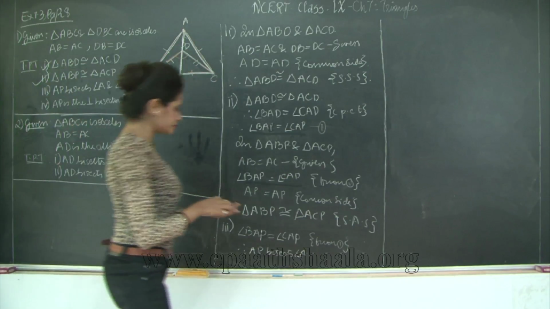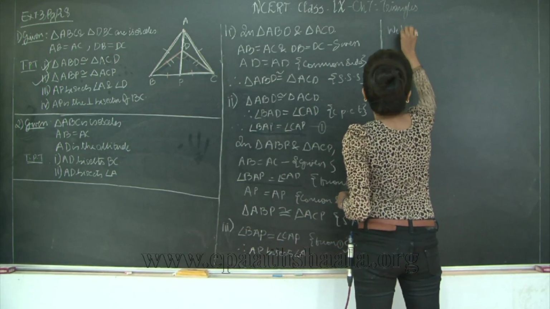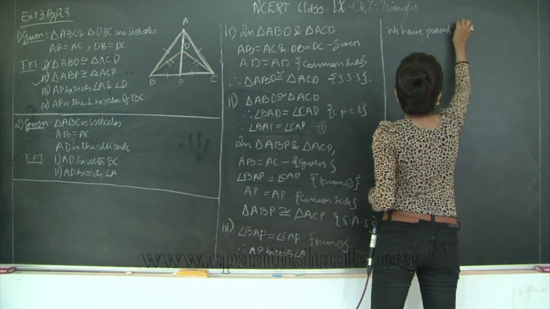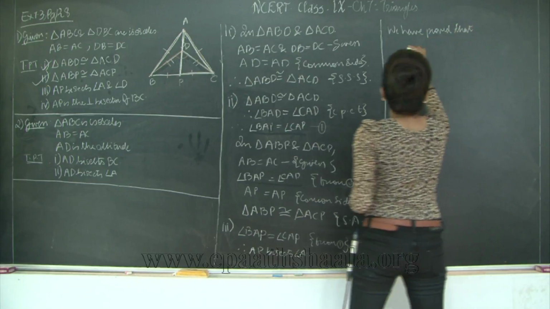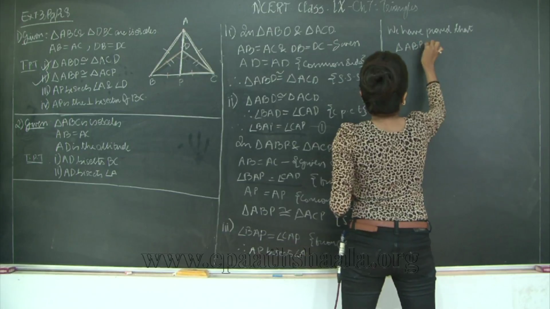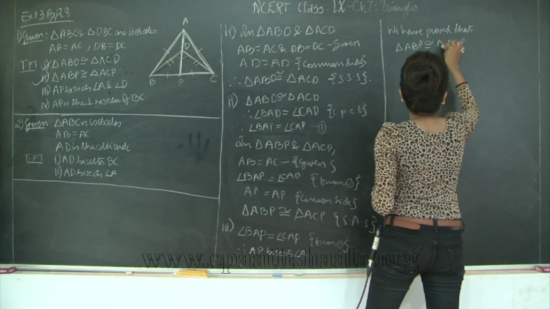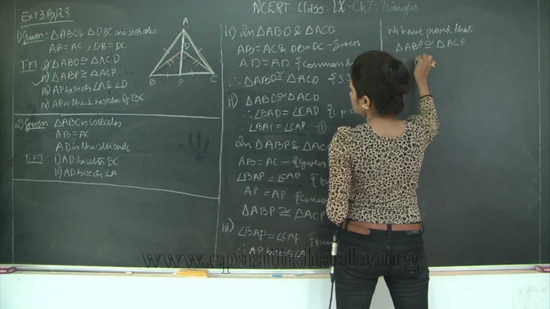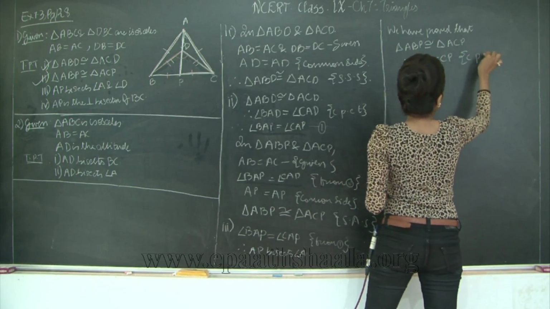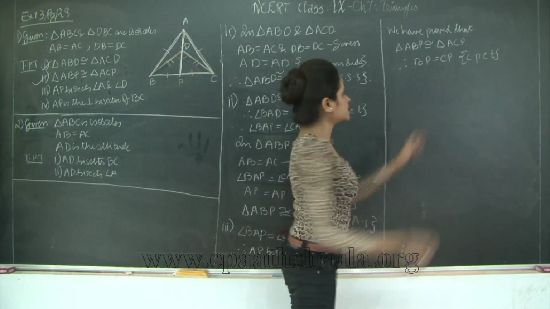Let's write this down. So, what do I have? We have proved that triangle ABP is congruent to triangle ACP. Therefore, what can I say? That BP is equal to CP. Why? Corresponding parts of congruent triangles. Correct? BP is equal to CP.